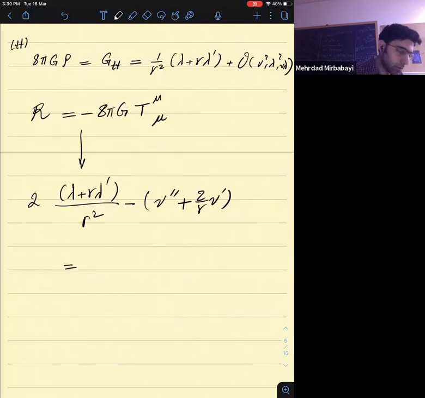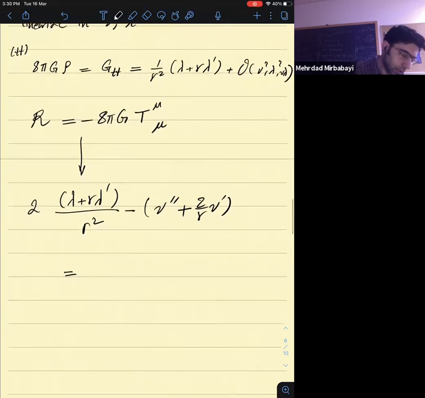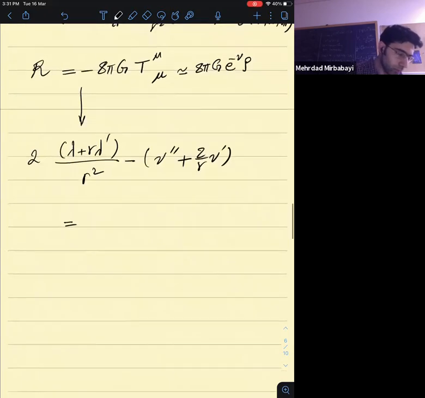This is equal to the trace of T^mu_mu, which in this non-relativistic approximation is just 8 pi G e to the minus nu rho. Again, if we linearize in nu, then this 8 pi G times rho itself is a quantity that I should think of as being a linear quantity. So I can ignore this e to the minus nu here. So this will be given by 8 pi G times rho in this linearized approximation.